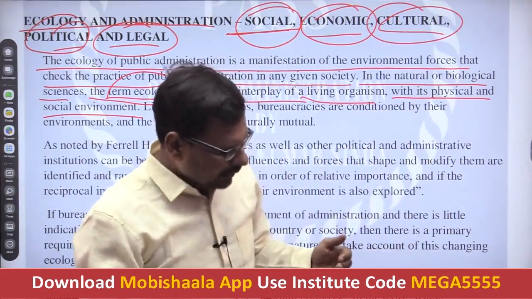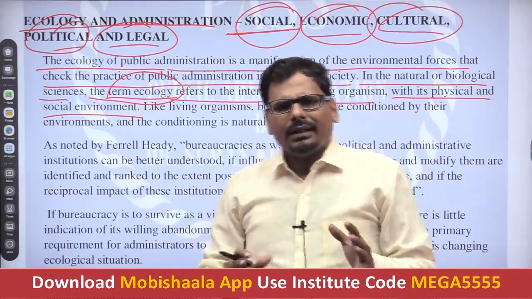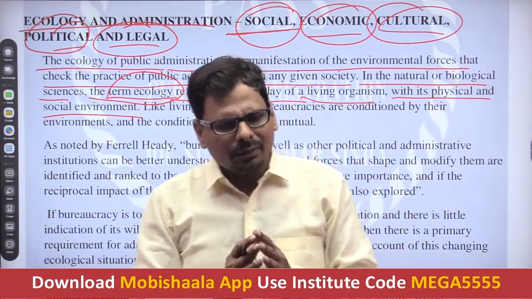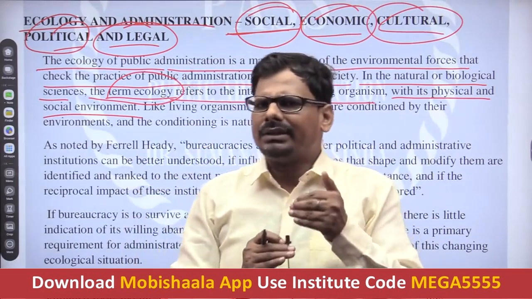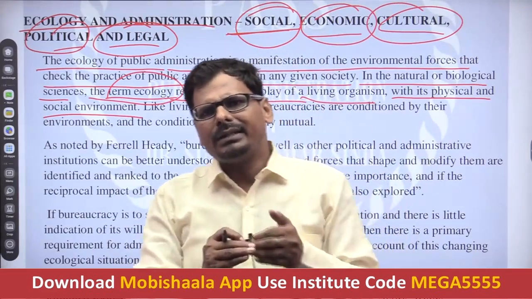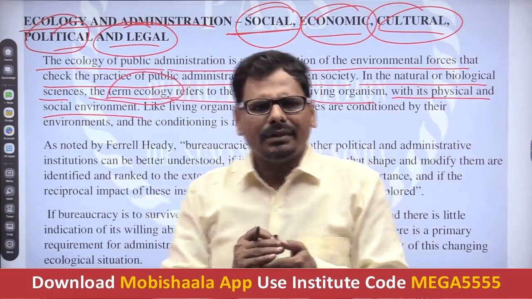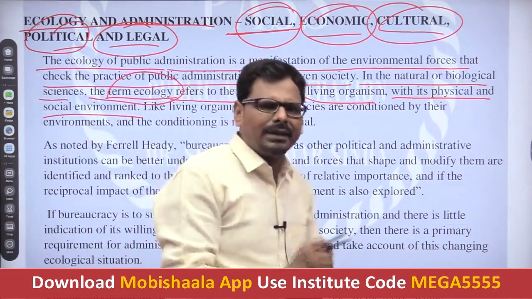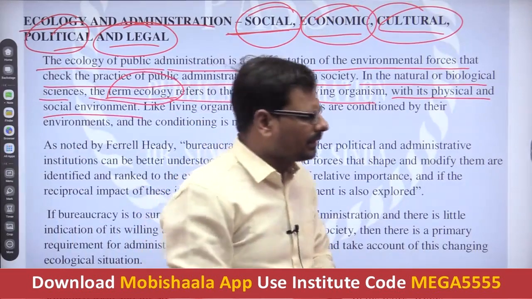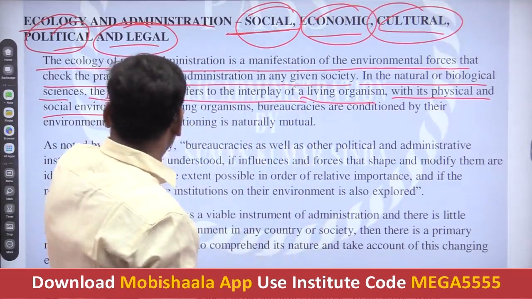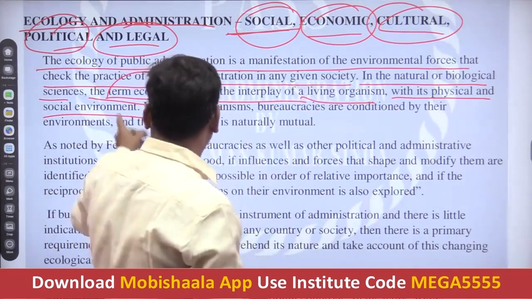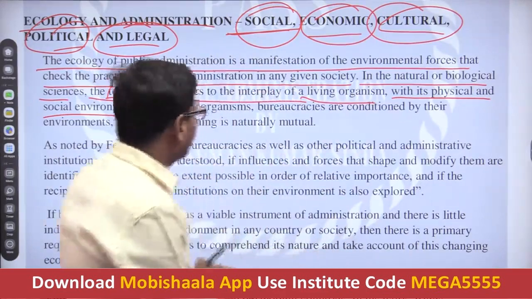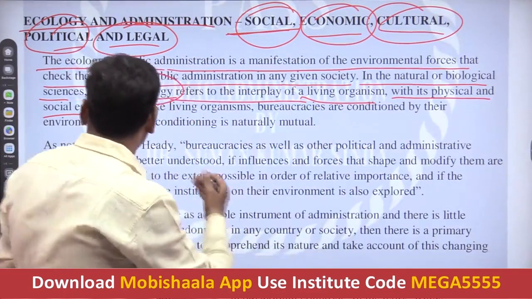As far as public administration is concerned, public administration is also like a living organism, and a living organism is affected by its surroundings, that is, the environment. The environment changes the behavior of any public bureaucracy in specific societal conditions. In the biological sciences, it refers to the interplay of a living organism with its physical or social environment.